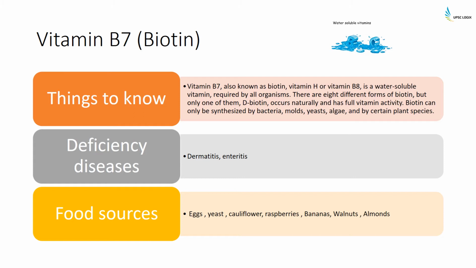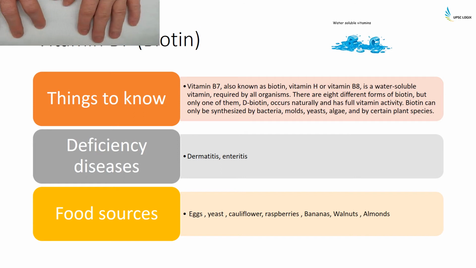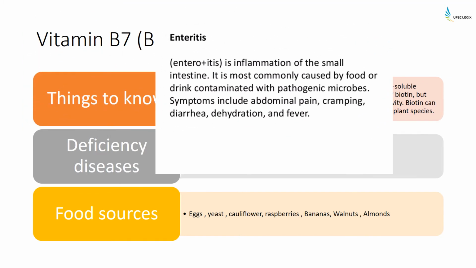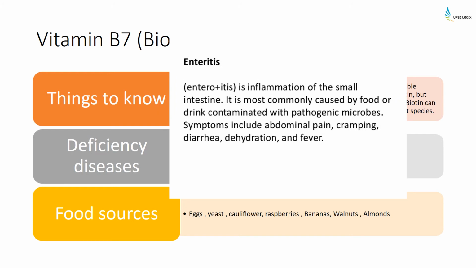The deficiency diseases caused by lack of vitamin B7 or biotin include dermatitis. This is what dermatitis looks like: itchy sores all over your skin. The next disease is enteritis, which can happen due to inflammation of the small intestine. Besides deficiency of vitamin B7, it is also caused by food or drink contaminated by pathogenic microbes. The symptoms include abdominal pain, cramping, diarrhea, dehydration, and fever.